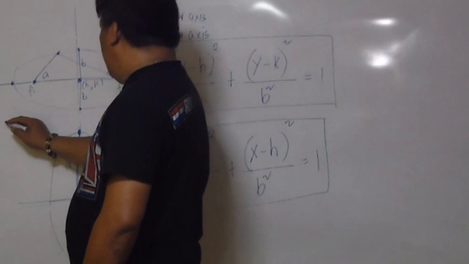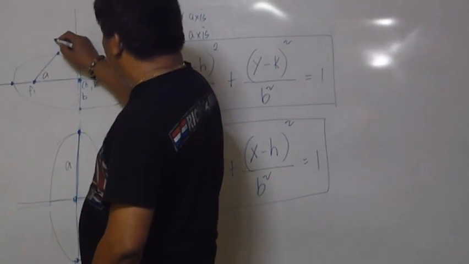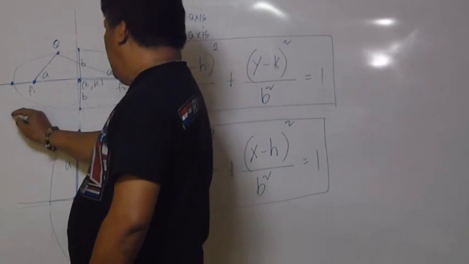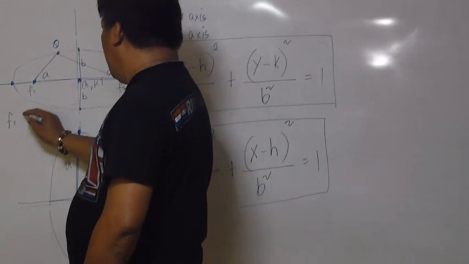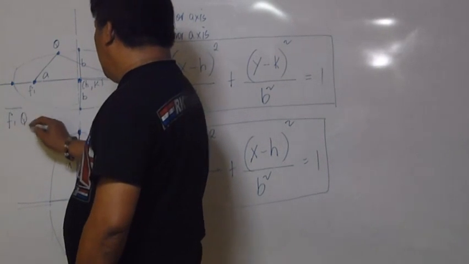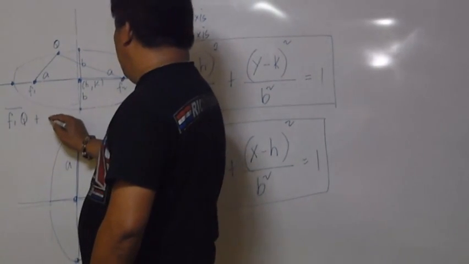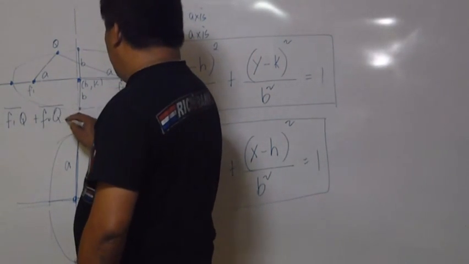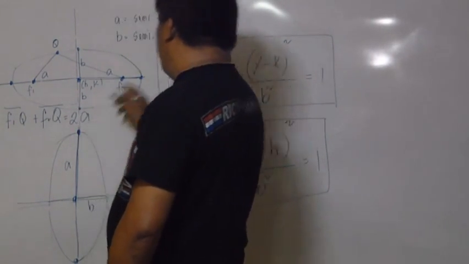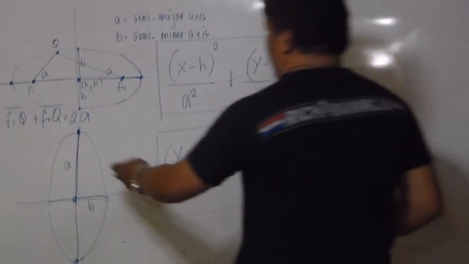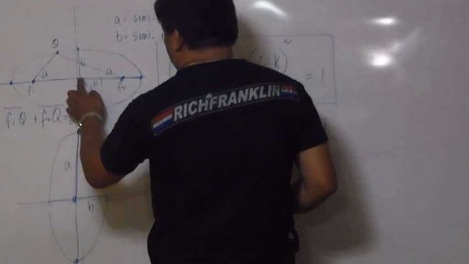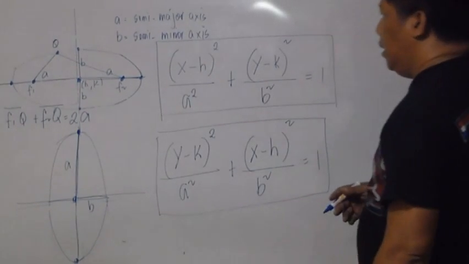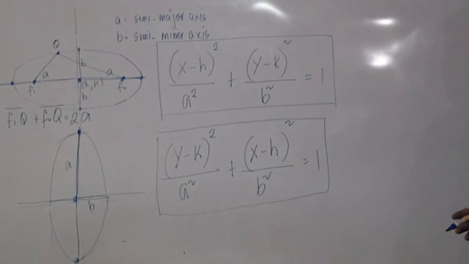So, if I call this point P and this point Q, then the distance F1Q plus the distance F2Q must be equal to 2A, twice the length of the semi-major axis, or the length of the major axis. So that is the property of an ellipse.